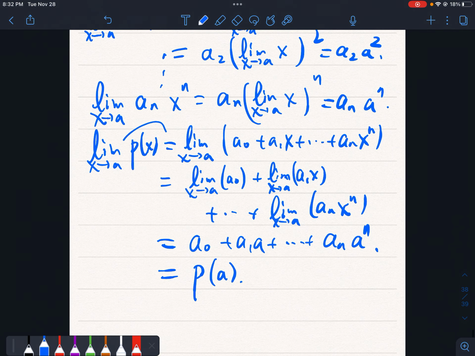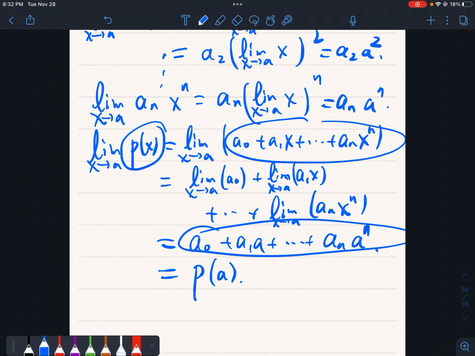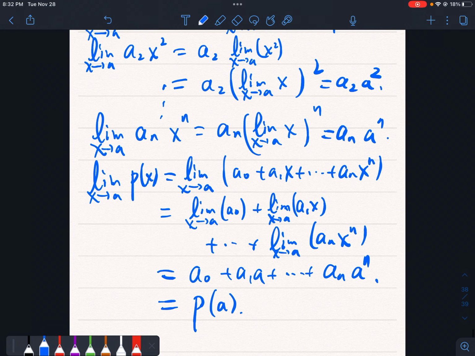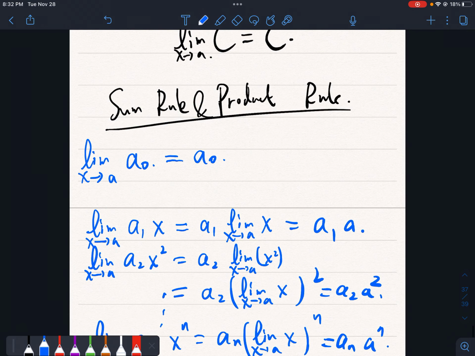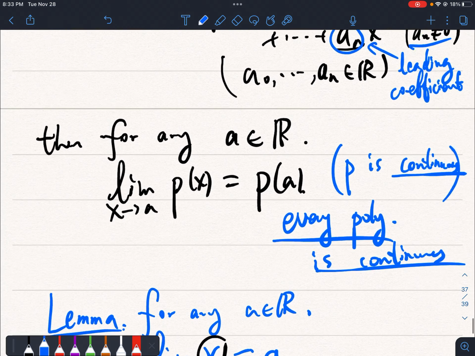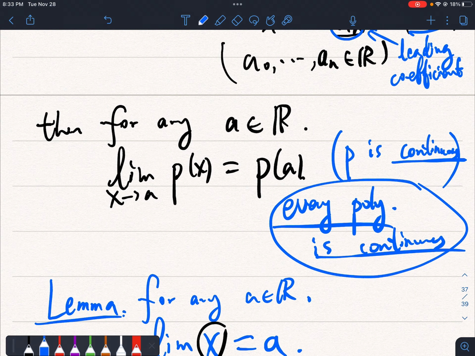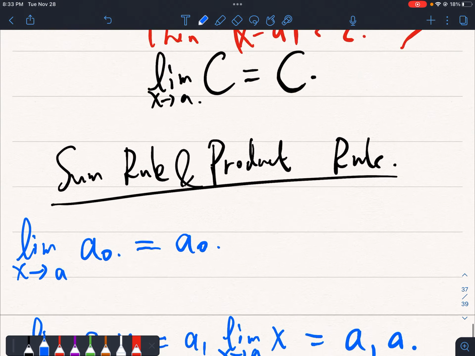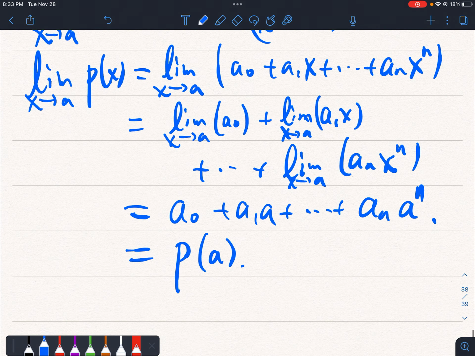So this is simply the polynomial evaluated at this point, because p of x is equal to this for all x, and this is simply the value when you plug in x equals a. So this shows that when you evaluate the limit of p of x, you can simply plug in the value at this point. This means exactly that this function is continuous. Because this is an arbitrary polynomial, we have shown that every polynomial is actually continuous. Okay, so I think that's enough for this video.